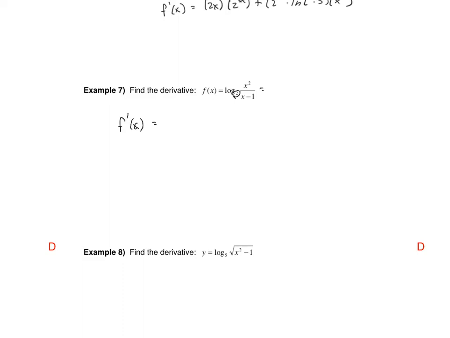Well, I think I'd rewrite this. Let's not. Log base 2 of x squared minus log base 2 of the quantity x minus 1. So if I take the derivative of the first one, you're going to go 1 over your argument, and then you're going to have the natural log of your base as your multiplier, minus 1 over your argument, and then the natural log of the base as the multiplier.